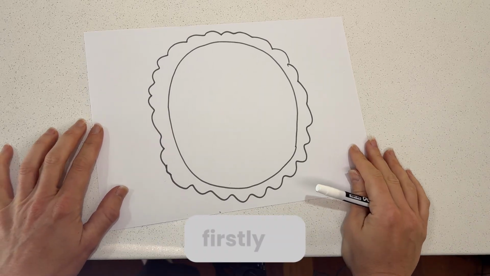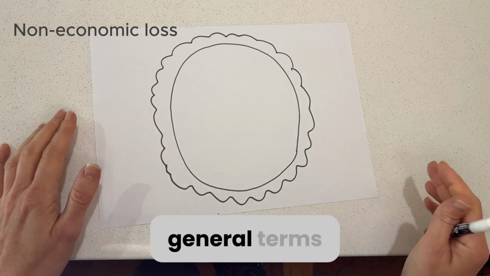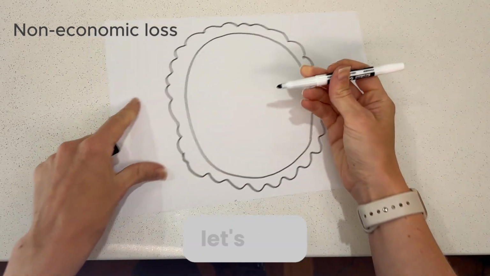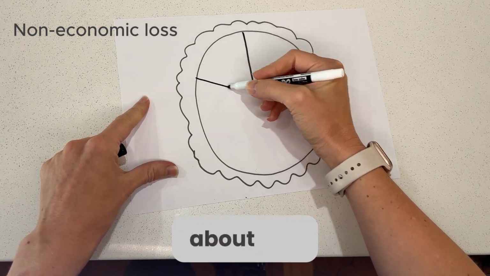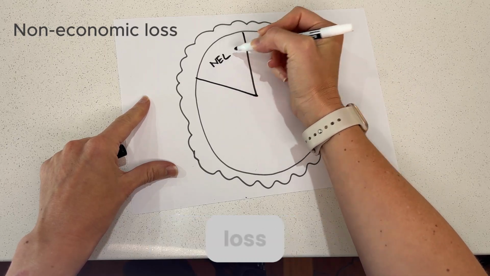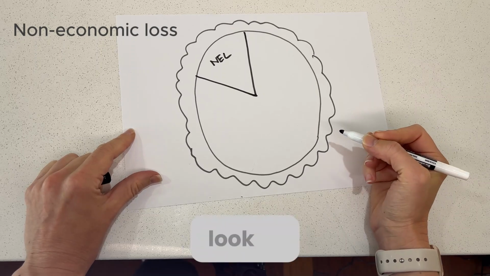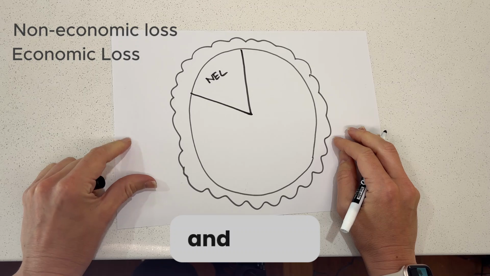What we look at firstly is non-economic loss. So for general terms, pain and suffering. So let's say this is about this part of the pie. Call it non-economic loss. Then we look at economic loss, both past and future.